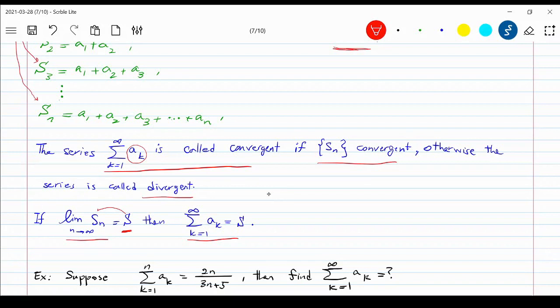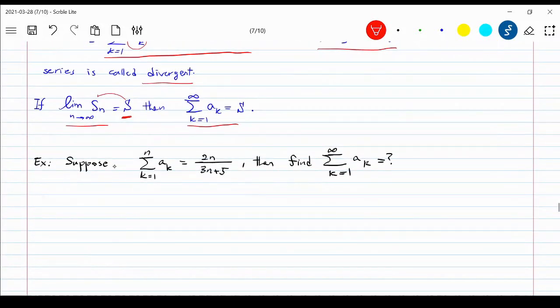Okay, so here's an example just to make it more clear. Suppose that the summation of the first n terms of the sequence is given as S_n equals 2n divided by 3n plus 5. What does it mean? That means if you look at a_1 plus a_2 plus a_3 up to a_n, you don't know anything about the a_n at the moment. What you know is this summation is basically 2n divided by 3n plus 5.